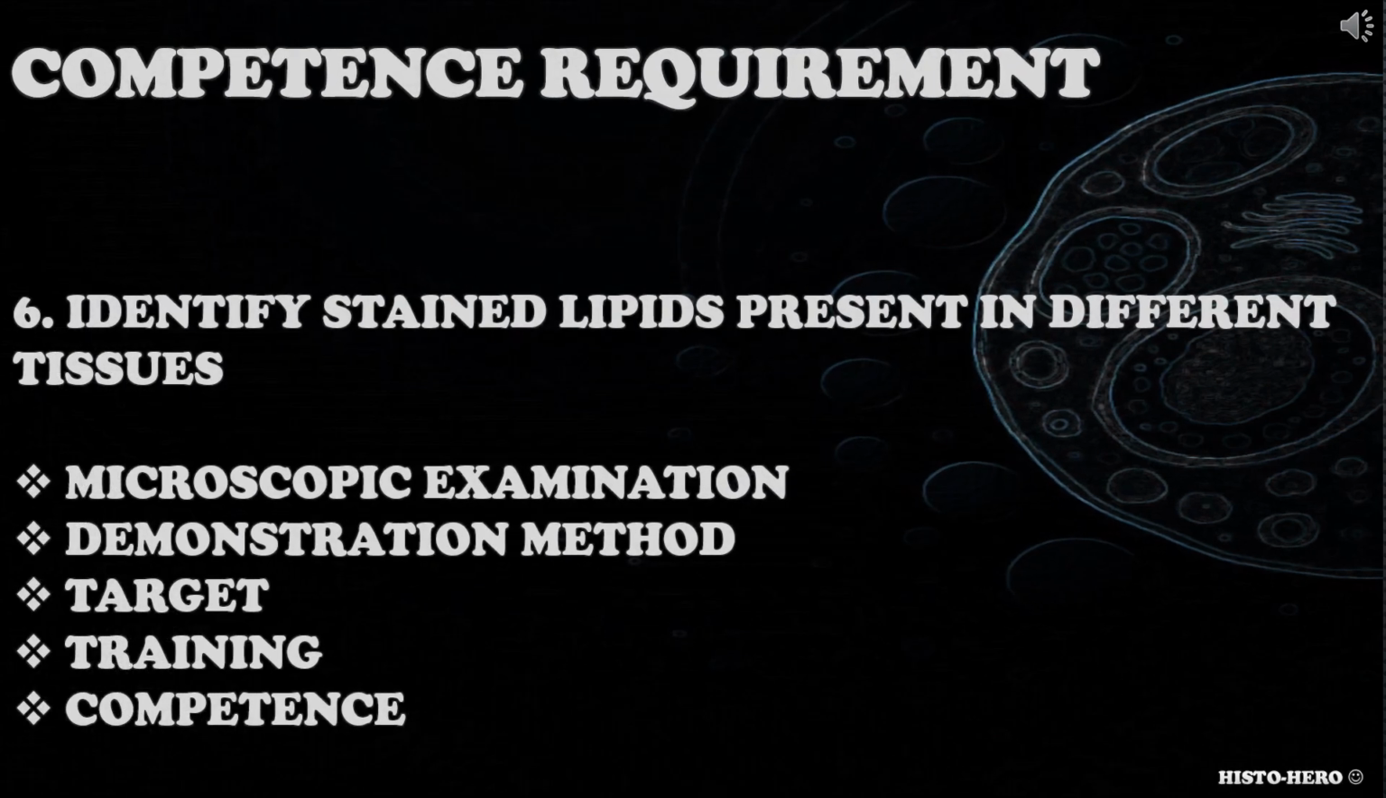The sixth competence requirement is for you to identify stained lipids present in different tissues. What types of tissues express lipids? How would you identify them? Consider microscopic examination of stained slides, demonstration method used and the target lipids they highlight, your training and competence.